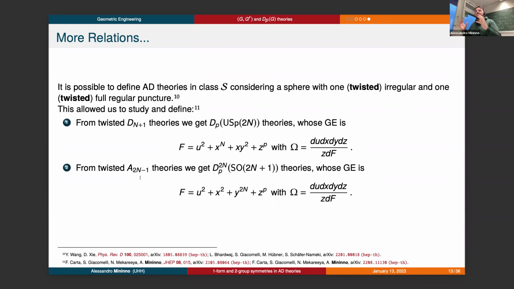So this is my brief introduction of geometric engineering. Of course, I don't think that people that have never seen geometric engineering will have understood what it is, but at least I hope that I gave you a glimpse of what is the idea behind it.